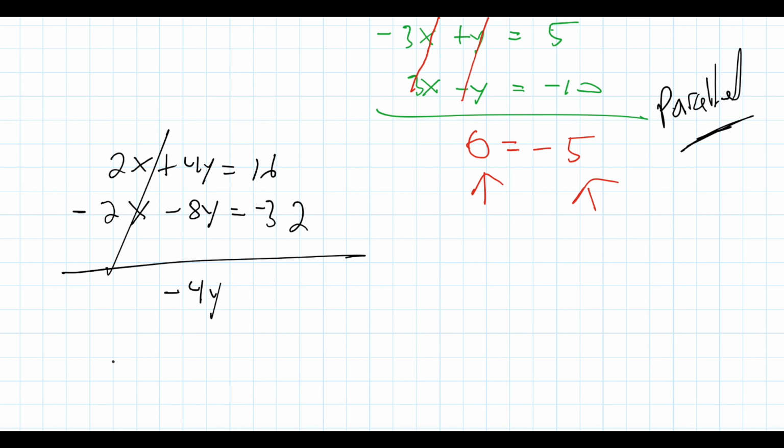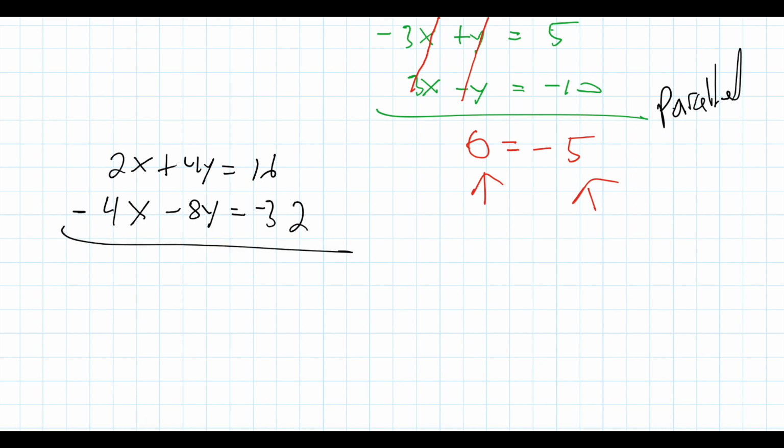Wait, this is a poorly designed problem. Hold on, I messed up. Right here, this is 4 right here. There. Now we're ready to go. Are you trying to make it parallel? No. Well, it's going to equal 0.